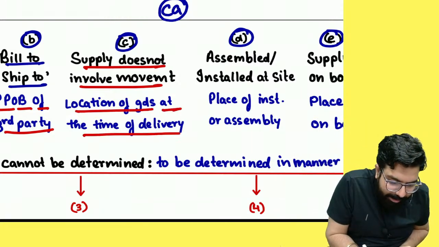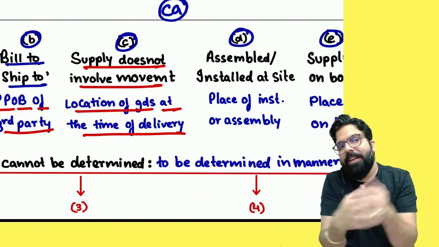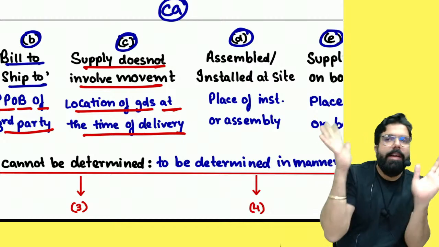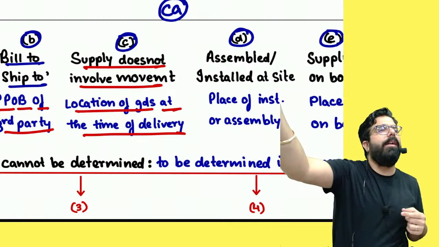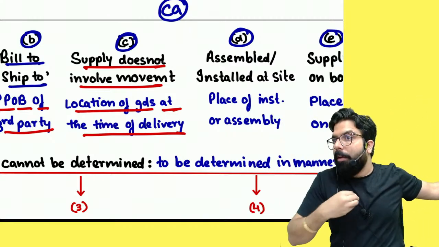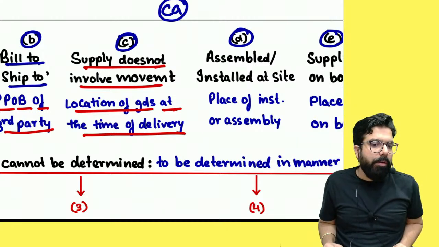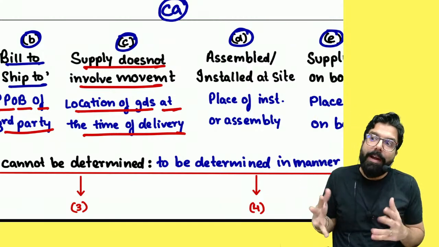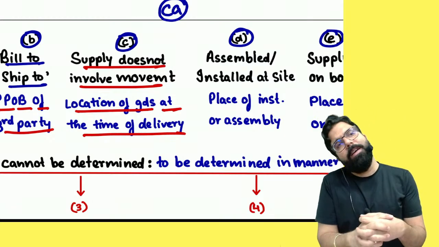Location of the goods at the time of delivery. When I gave you the risk and reward, where was the machine? Karnataka. What will I charge you? CGST and SGST. Is my point clear to all? If movement is there, where the movement terminates. Bill to ship to, principal place of the third party. Third one, no movement: where the goods are at the time of delivery, that will become the place of supply.